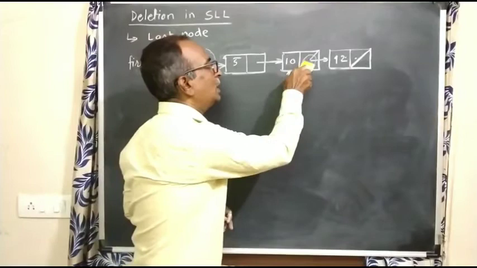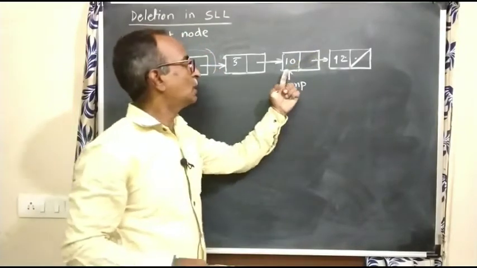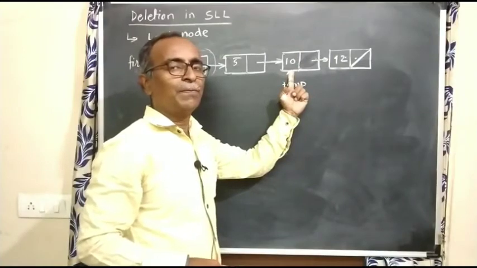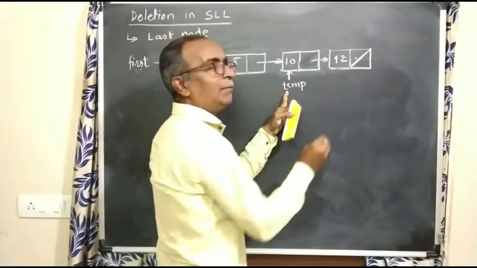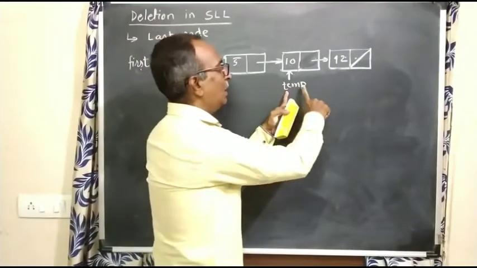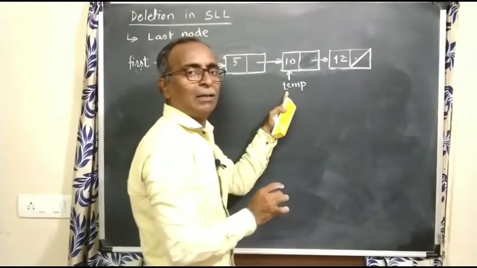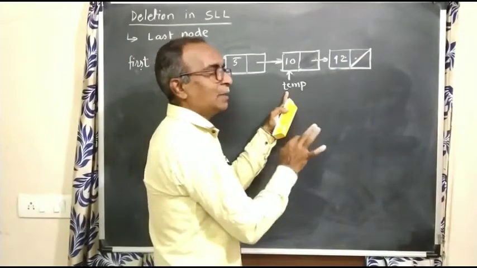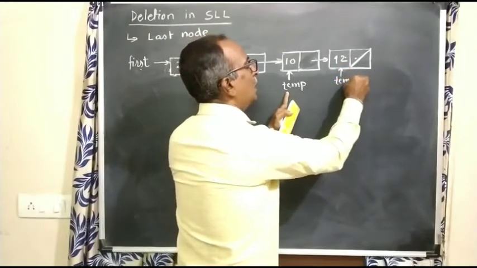Now tell me, what is the property of the last but one node? If you see, the next node's link field will be null. The pointer is here, and the next node's link field is null. When you are getting this, what is the address of this node? Temp's link.